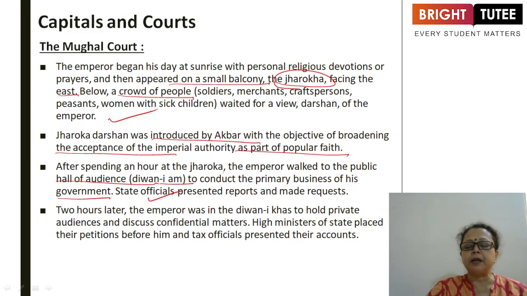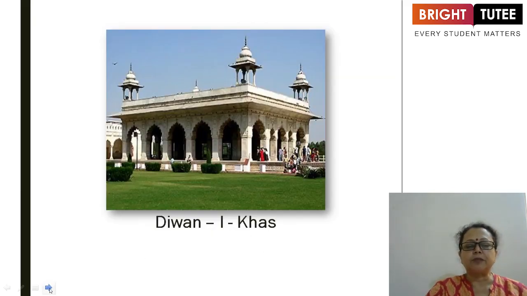Two hours later, the emperor was in the Diwan-e-Khas to hold private audiences and discuss confidential matters. This means that in the Diwan-e-Khas, confidential and important matters are discussed. High ministers of state placed their petitions before him and tax officials presented their accounts. So such discussions are done inside the Diwan-e-Khas. This is the structure of Diwan-e-Khas during the period of Akbar.